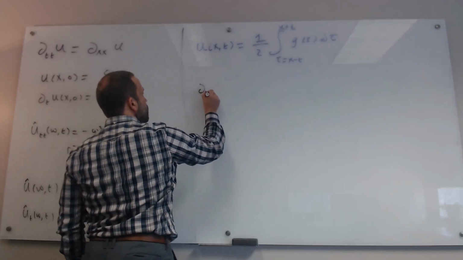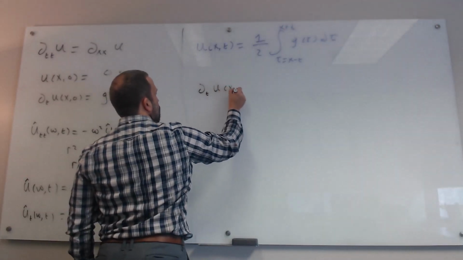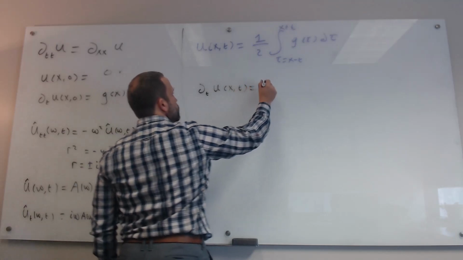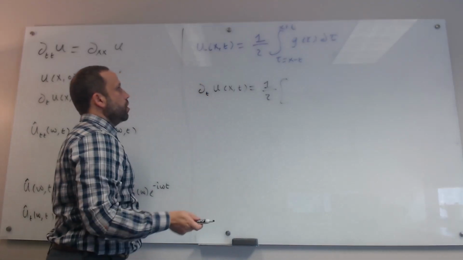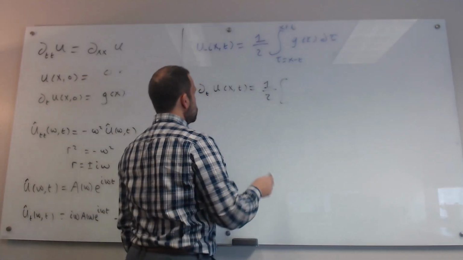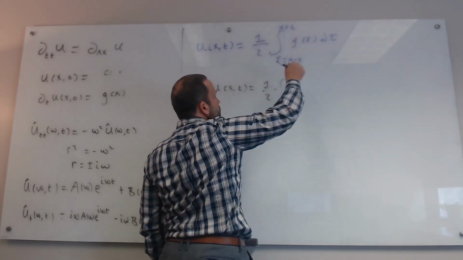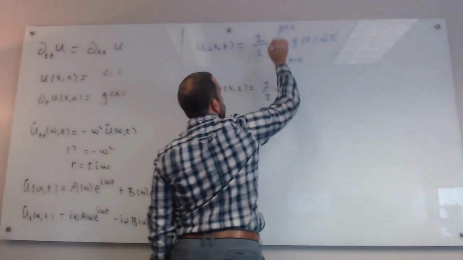If I take the t derivative of u, we just need to make sure that I do the chain rule properly here. It's going to be 1/2. Okay, so this is the fundamental theorem of calculus. If I take the derivative of this with respect to t, notice that my endpoints here contain t.